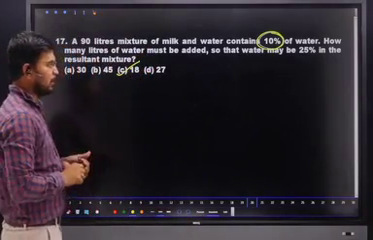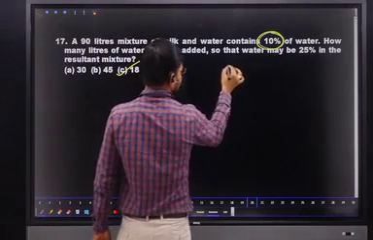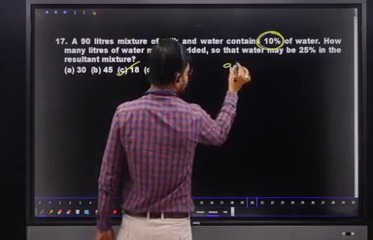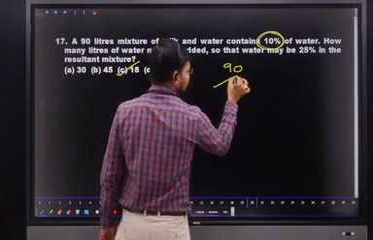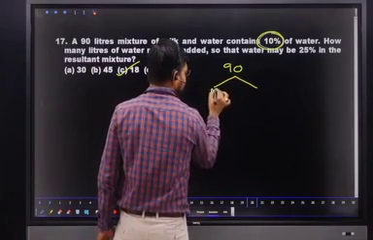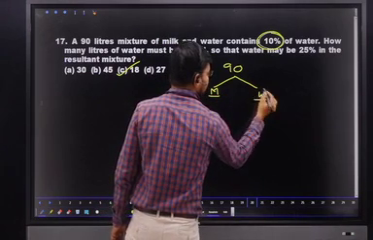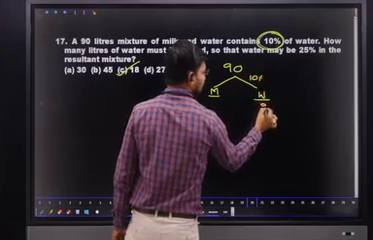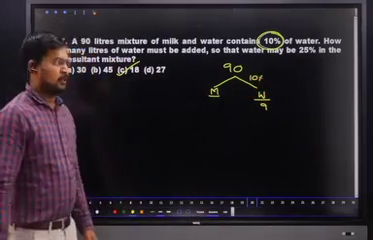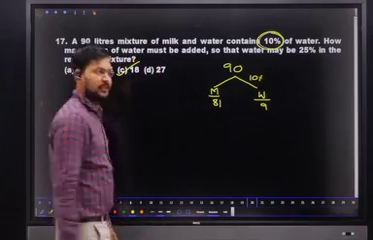Once again I will explain, don't worry. Here, 90 liters of mixture is there. In this 90 liters, milk and water. Water is how much percent? 10%. 10% is nothing but 9 liters. The remaining 81 is milk only.